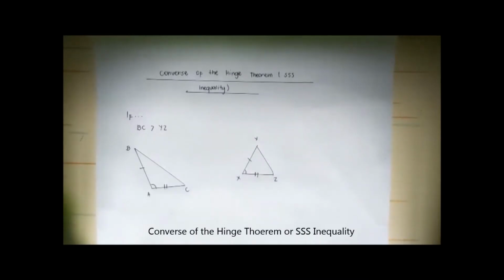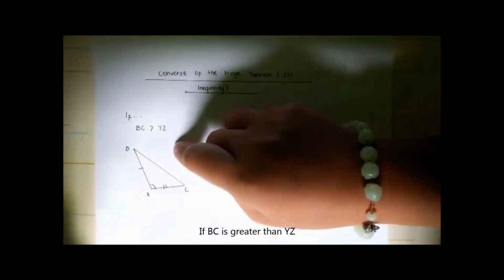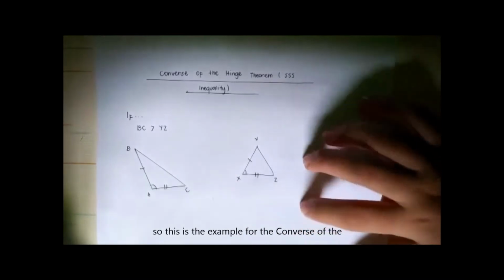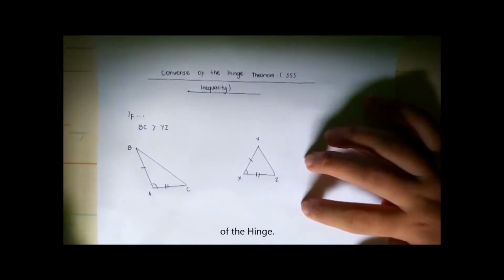Inverse of the hinge theorem or SSS inequality. If two sides of one triangle are congruent to two sides of another triangle, but the third side of the first triangle is longer than the third side of the second, then the included angle of the first triangle is larger than the included angle of the second. So, this is the example of the inverse of the hinge theorem or SSS inequality. If BC is greater than YZ, so this is the example of the converse of the hinge.